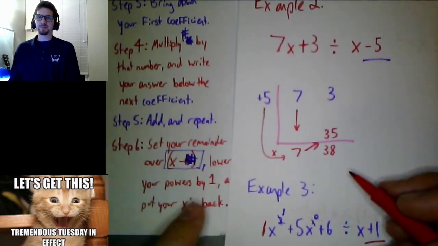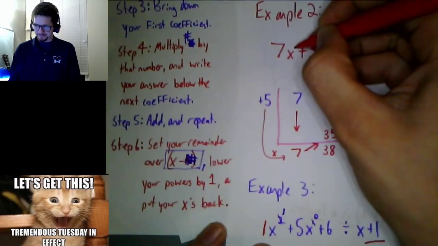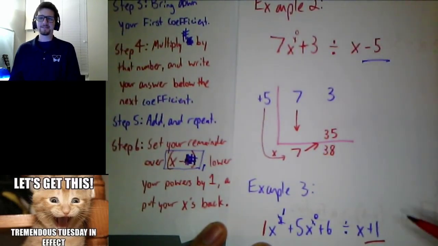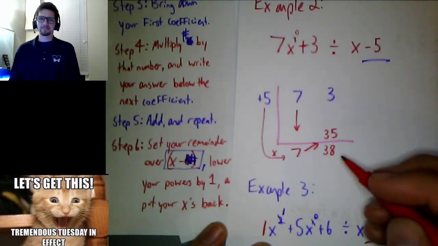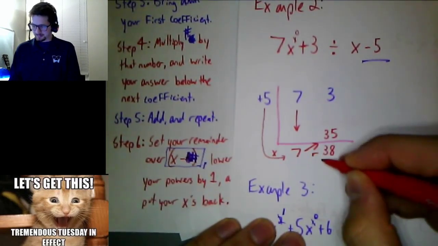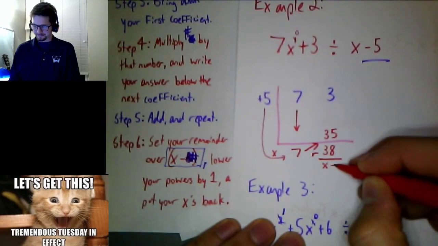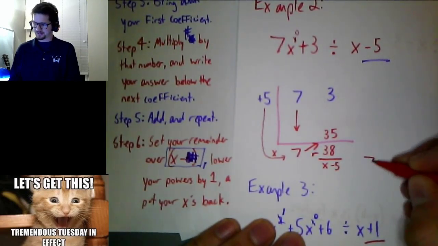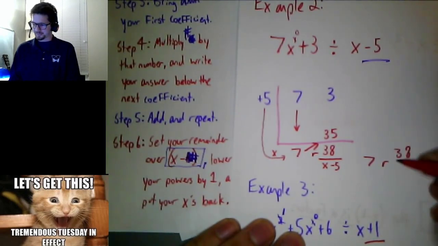Lower your powers by 1, x to the 1, lowering that to 0. I don't have any x's left, so my answer is just 7. Set your remainder, my last number, over x minus 5. And that's my answer. My answer is 7, remainder 38 over x minus 5.